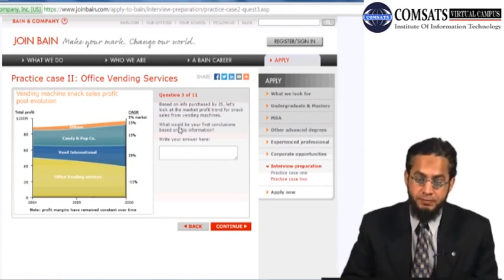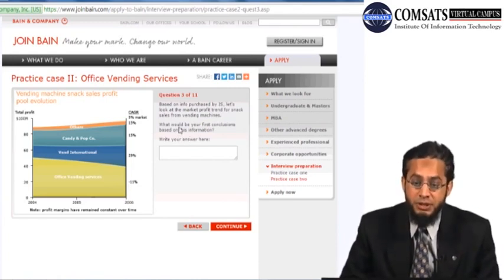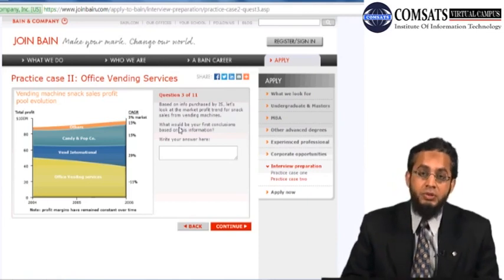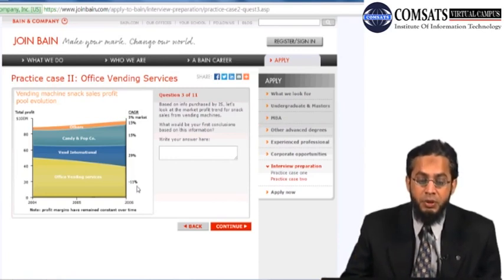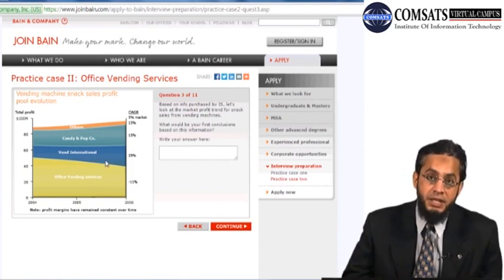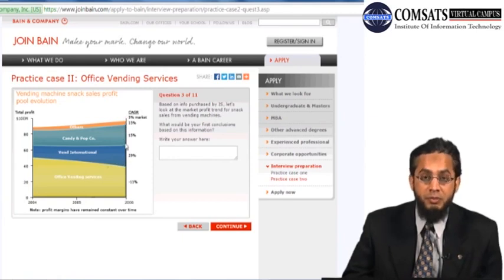Write your answer here. Based on information purchased by IS, let's look at the market profit trend for snack sales from vending machines. तो अब आपने देखा यहाँ पे कि there's some problem that is pertinent to office vending machines only, because had that been an industry related problem, then these competitors' revenues would also have been affected by those factors. Since that is not the case, it means that there's some internal related issue.